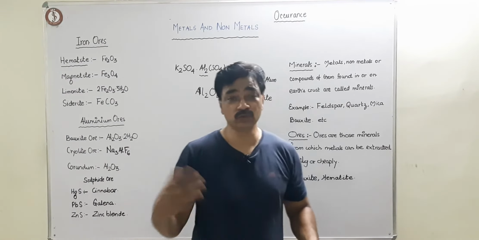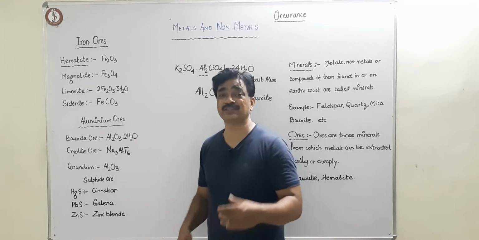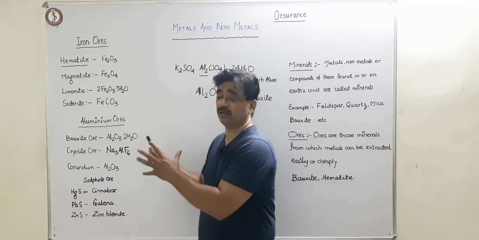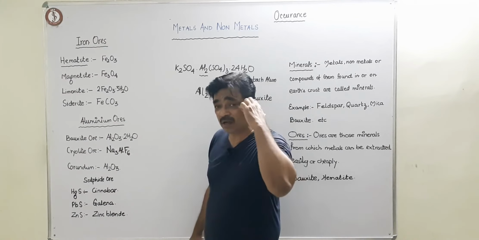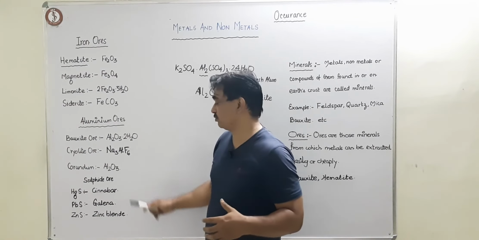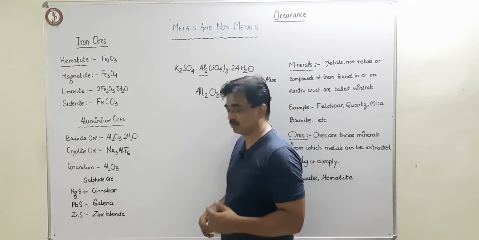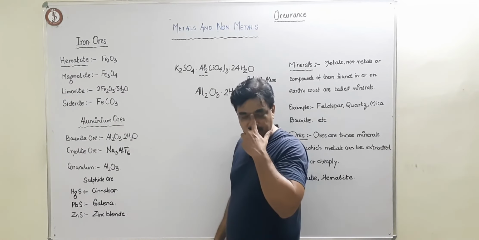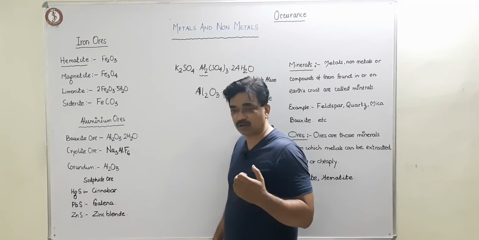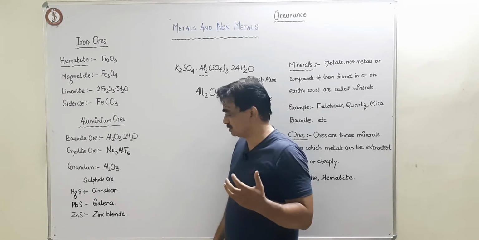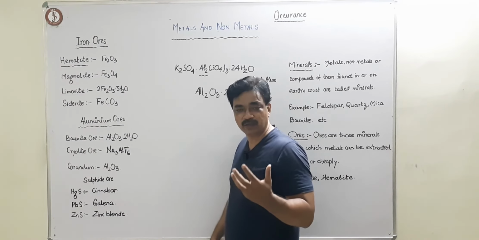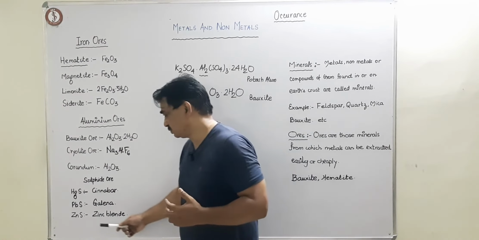Or you can also classify ores as sulfide ore. Not in terms of metals, but in terms of what other things are attached to the metals. For example, sulfide ore means HgS, that is cinnabar, the ore of mercury. Then we have got lead sulfide, which we call galena. Zinc blende is for zinc.